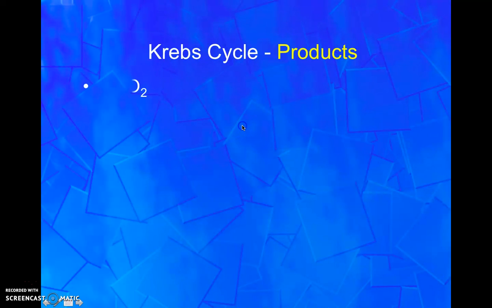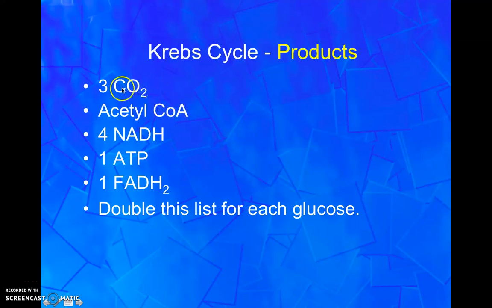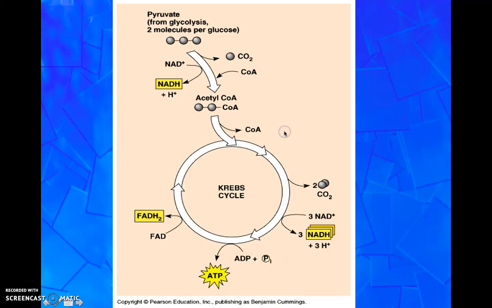What do we get in the end? We get 3 carbon dioxides. We get acetyl-CoA, okay? We get some NADH, we get some ATP, we get some FADH2. Those are all carrying energy. Get double that for each glucose.